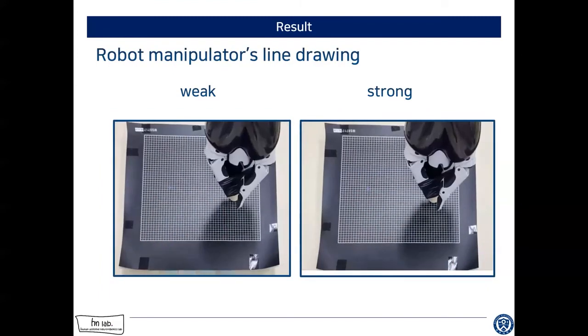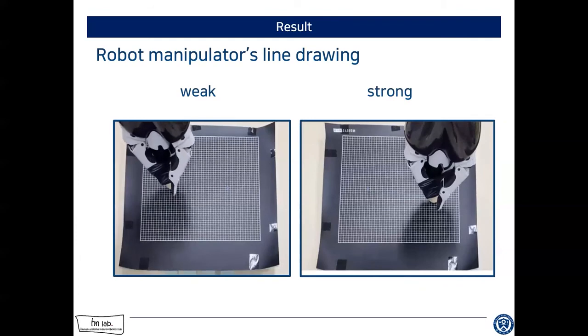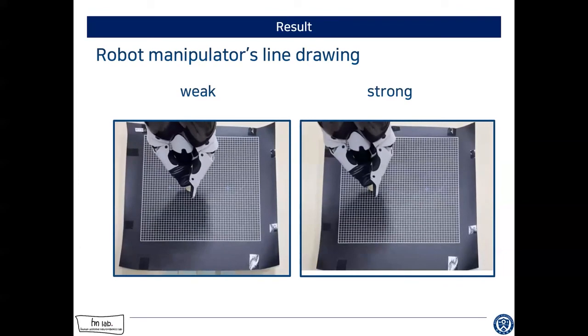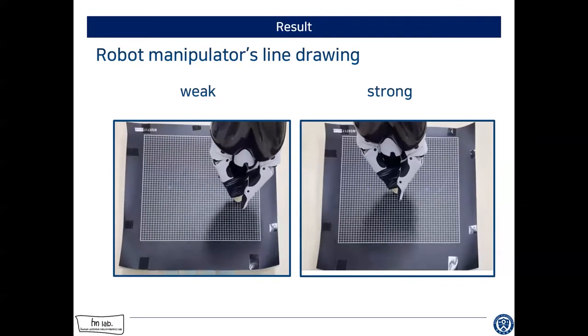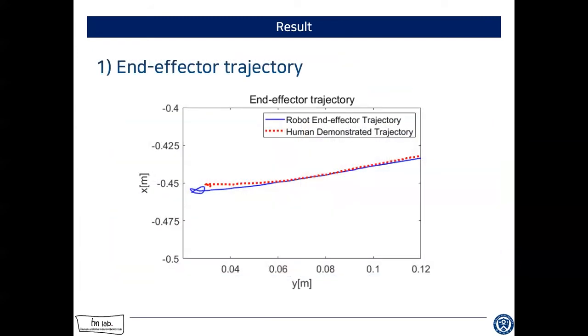These 2 videos show that the robot end effector is successfully drawing a line under the transmitted kinodynamic information. To show the result more specifically, we here present the comparison result between the human demonstrated trajectory and the robot end effector trajectory. As shown in the result figure, the human demonstrated trajectory was well followed by the robot end effector.